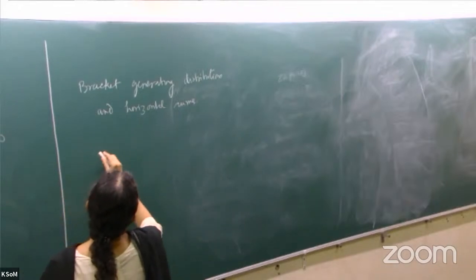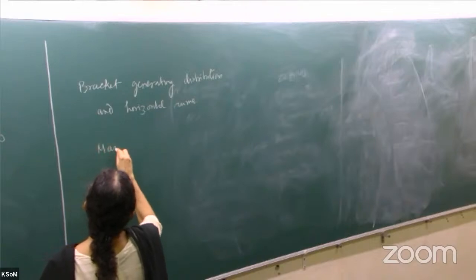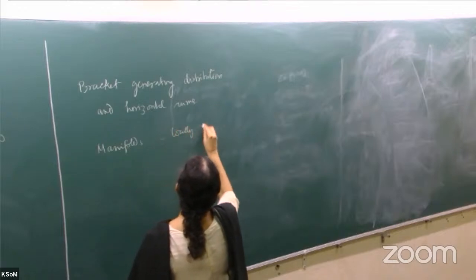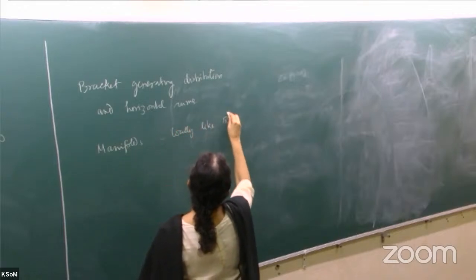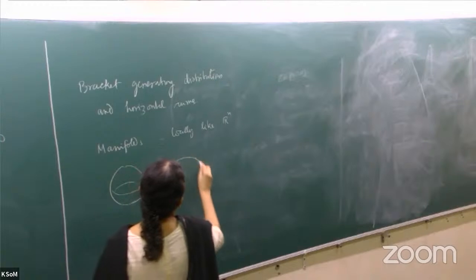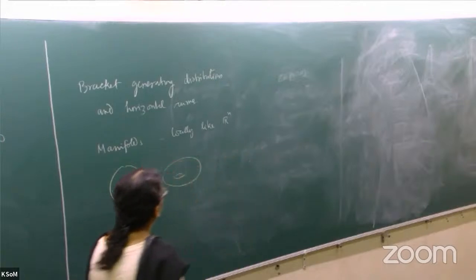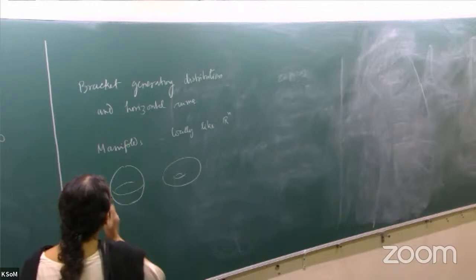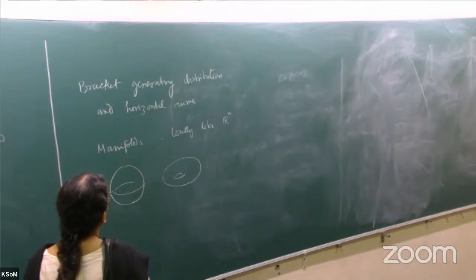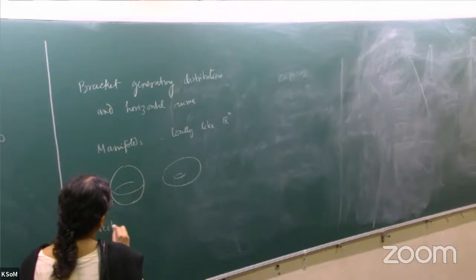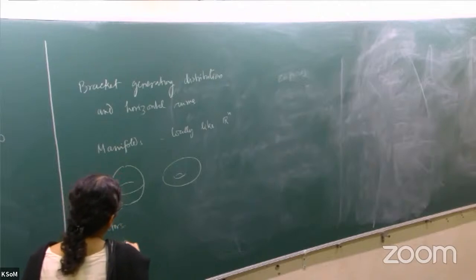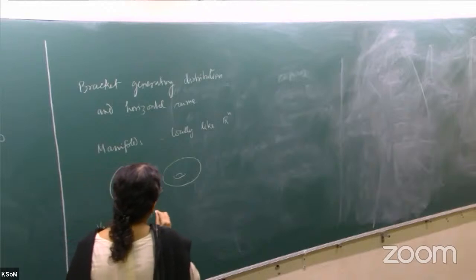So the spaces that I will be working on are manifolds, which are locally like R^n. Examples are spheres, tori, cylinders, and so on. Now, the notions that become useful in studying manifolds are vector bundles, vector fields and one forms.